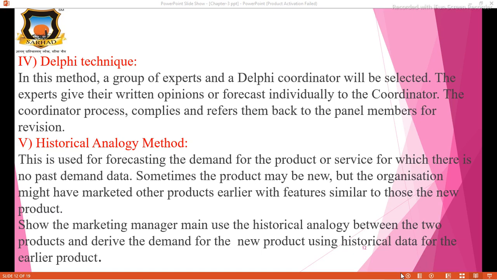The next is the historical analogy method. This is used for forecasting the demand for a product or service for which there is no past demand data. Sometimes the product may be new, but the organization might have marketed other products earlier with features similar to the new product. The marketing manager may use the historical analogy between the two products and derive the demand for the new product using historical data for the earlier product.